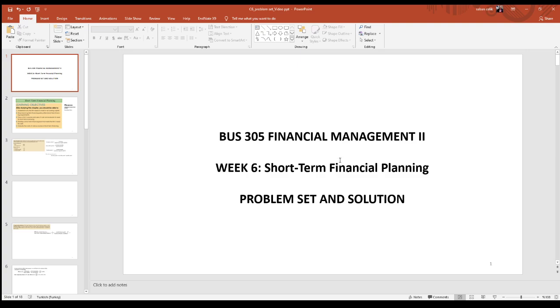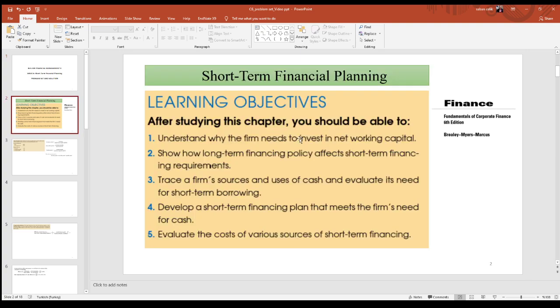In this session, we are going to solve the problem set for short-term financial planning and explain their solutions. So in this chapter, we have 5 learning objectives.